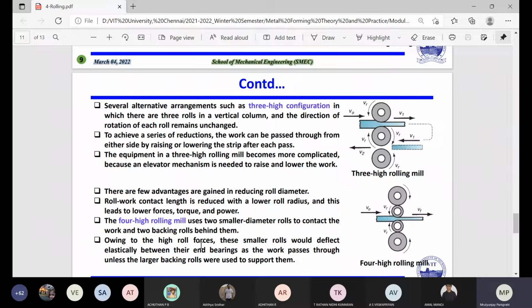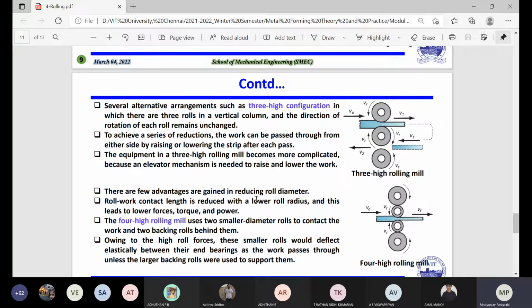Okay. So similarly, there are several alternative arrangements you have for the three high configuration that I just told, and there are a few advantages gained in reducing the roll diameter. So one more thing: whatever we have talked about, 0.6 to 1.4 meter is the roll diameter you are using. Now, is it possible to decrease the roll diameter? For example, consider it the other way, like your motorbike. You have a big wheel, and the small one, like the Activa or the scooty you are using, they have the small roll, or the small wheel.